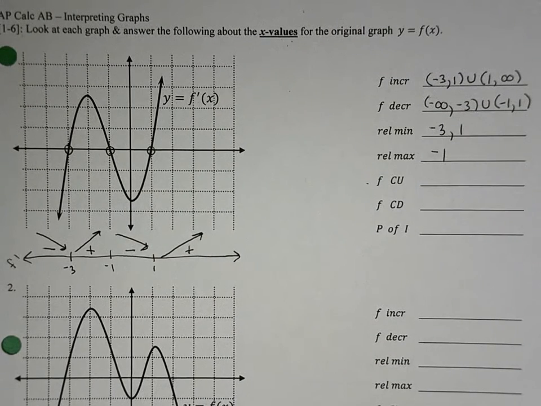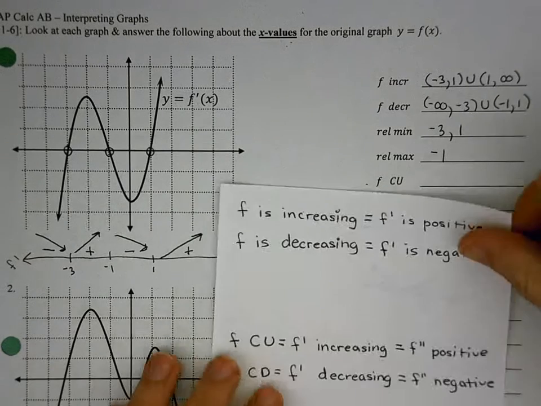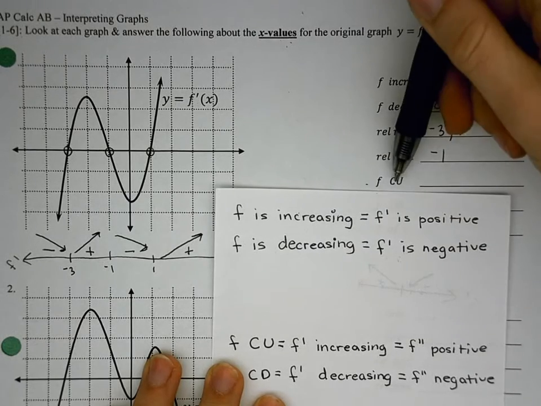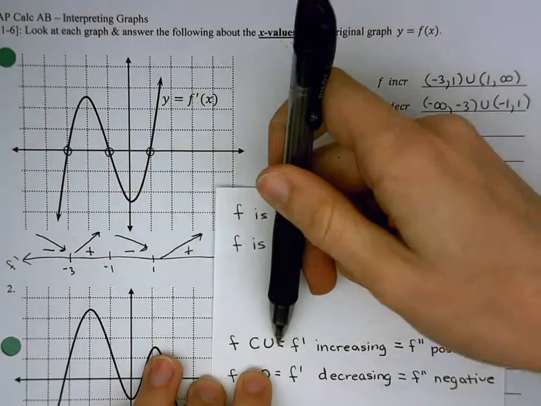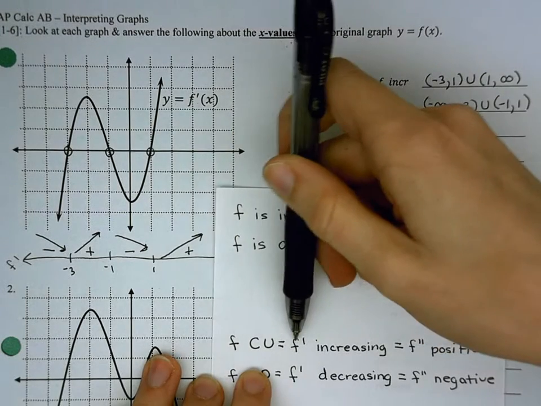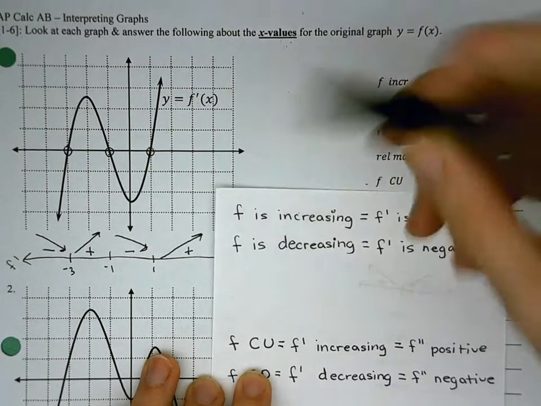Okay, so the last three here all deal with our concavity. F is concave up. Again, this is not F, so I can't look for the cup shape, right? Concave up like a cup. Okay? It's not F, so it's not going to look like a cup. It's an F prime, and so I need to translate it again. What does it mean in F prime for F to be concave up? Well, F is concave up when F prime is increasing. F is concave up when F prime is going up. It's increasing. Okay, so that's what I'm going to be looking for.